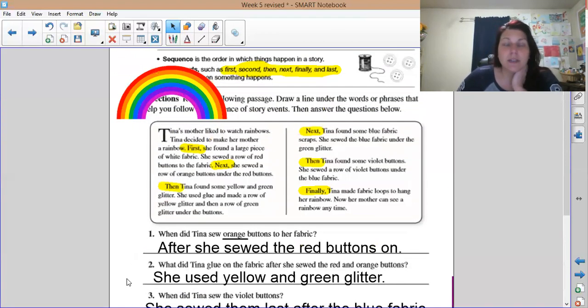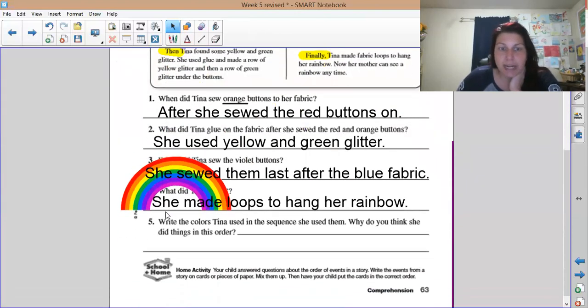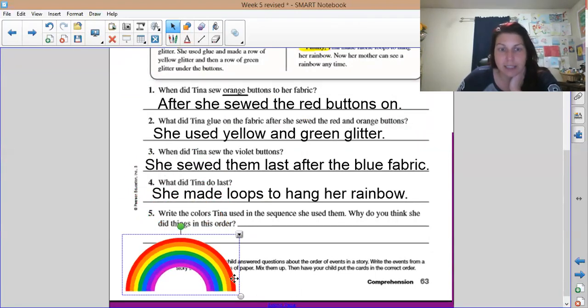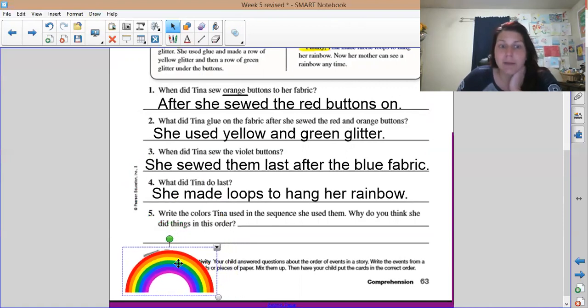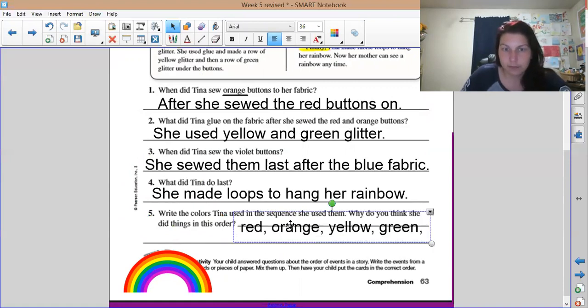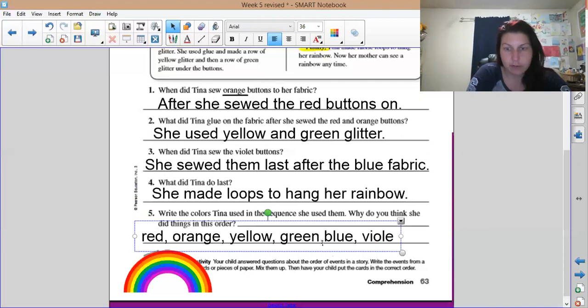Okay, so the last question, I'm going to bring our rainbow down here so that you can easily see it. It says, write the colors Tina used in the sequence she used them. Why do you think she did things in this order? So if we go back up, it is very easy for us to see what colors she used, okay? And we know this. She went in the order of the rainbow. Red, orange, yellow, green. You can start on that line. If you feel like there's not enough room, you can just bring it right down here. Blue, violet.